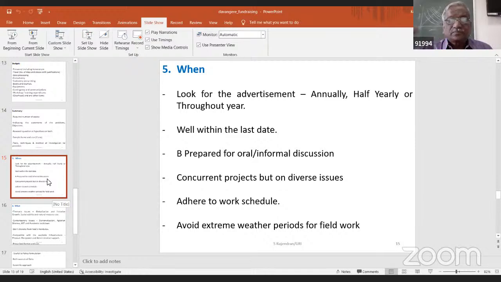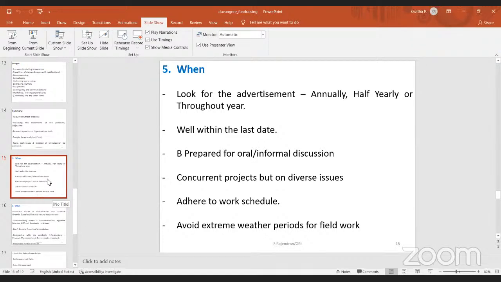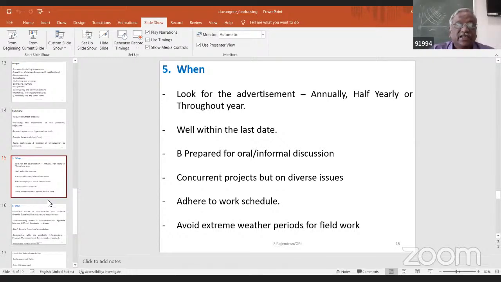And also, please remember, when you are conducting the field work, you should avoid extreme weather conditions because it will create health disorders, health distress.